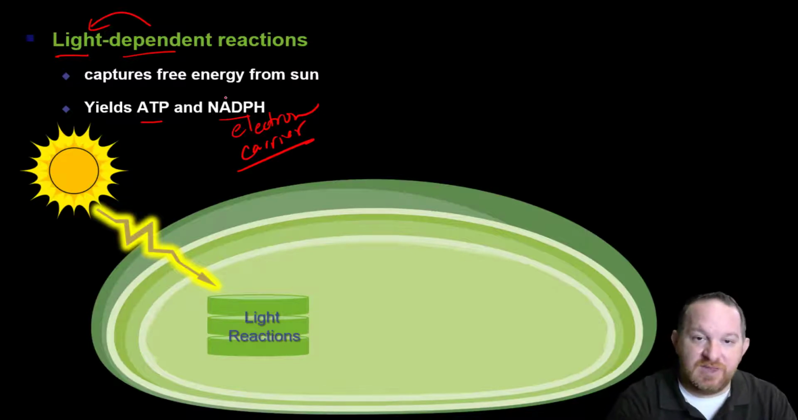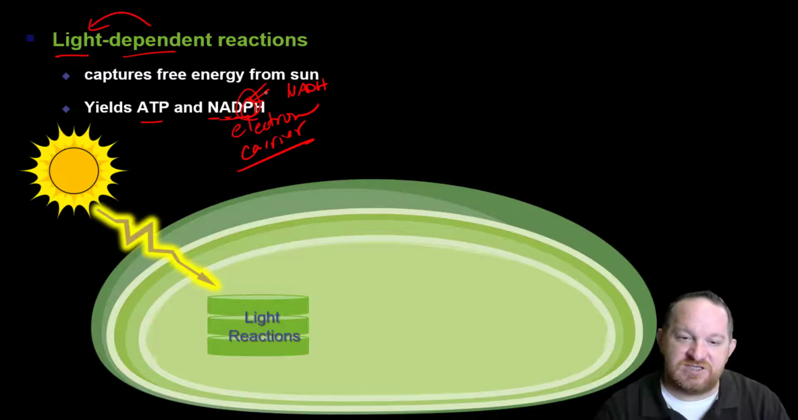Notice the difference. The electron carrier in photosynthesis is NADPH. If you remember back to cellular respiration, it was just NADH, right? But in photosynthesis, we add the P. So this is nicotinamide adenine dinucleotide phosphate. Basically what you find is there is an extra phosphate.